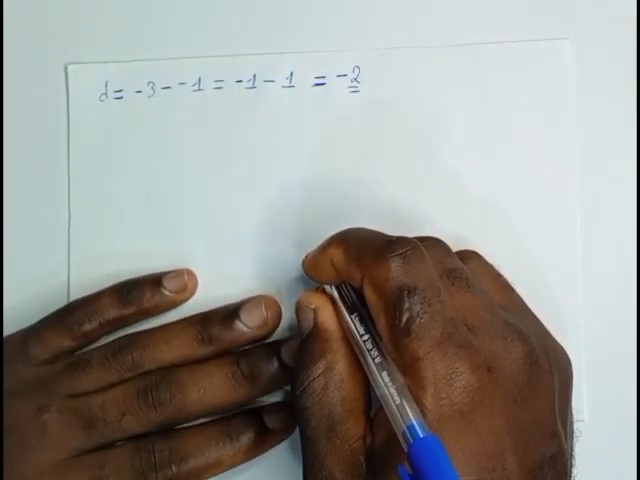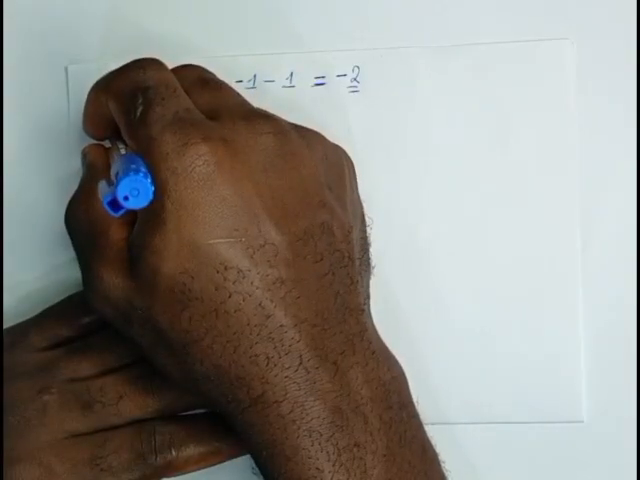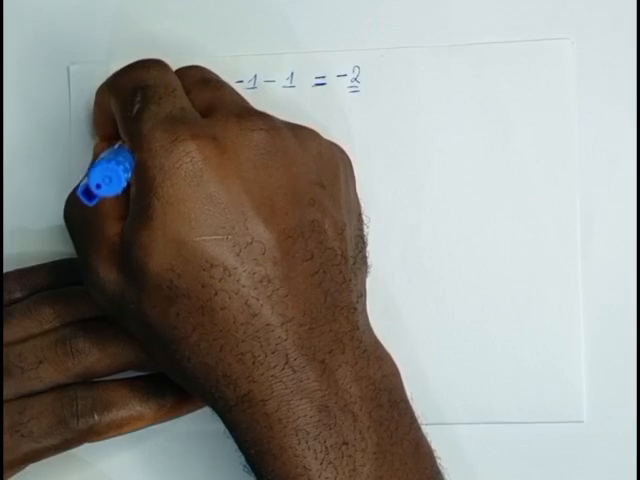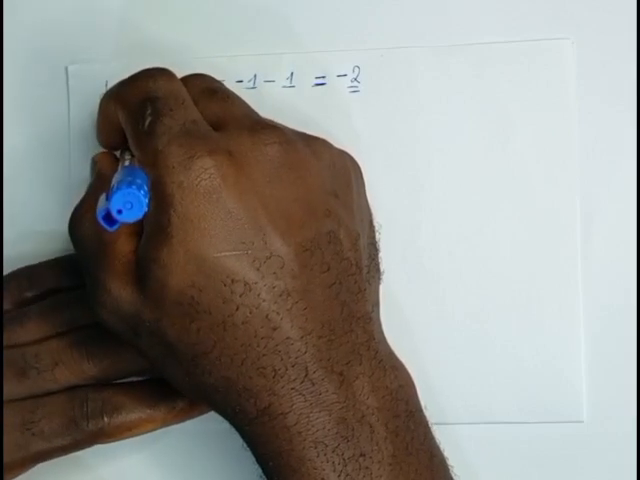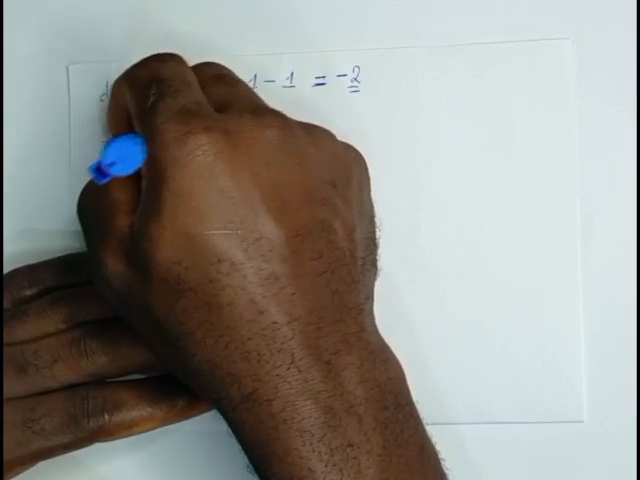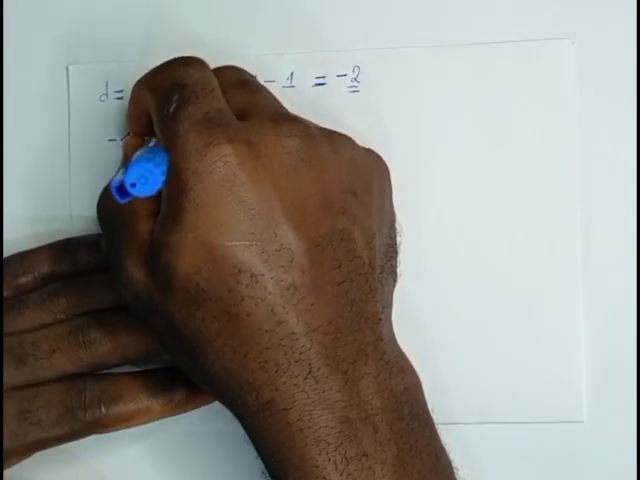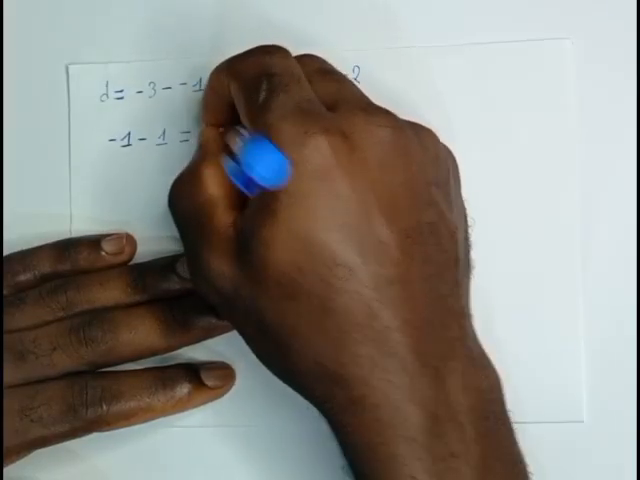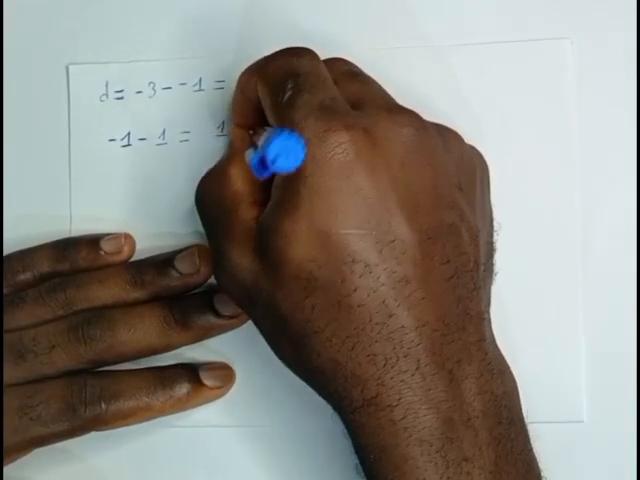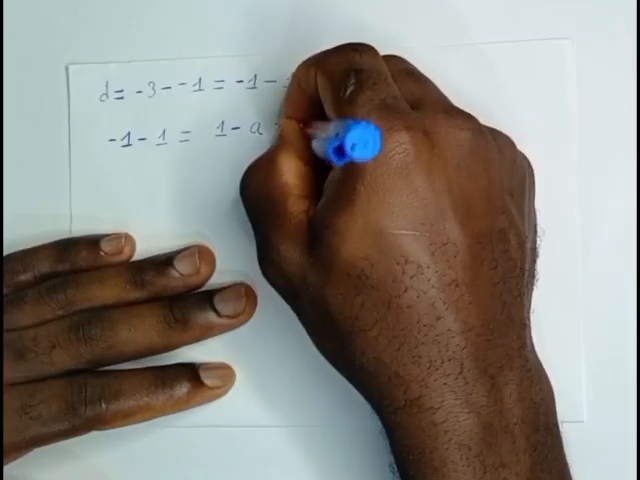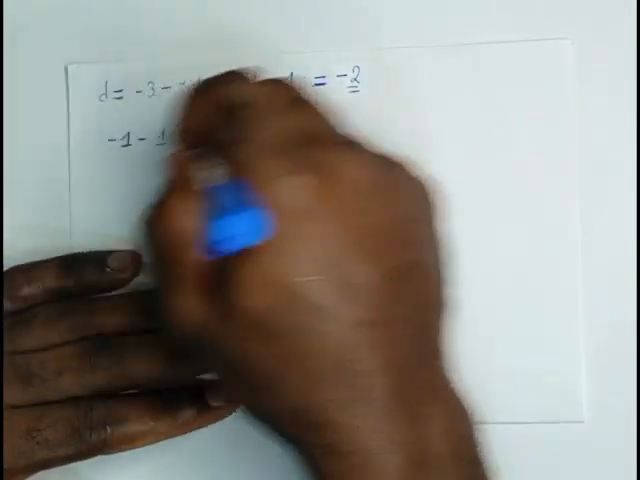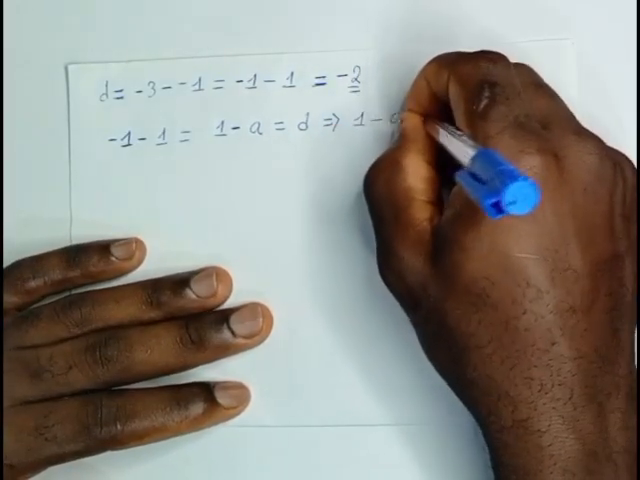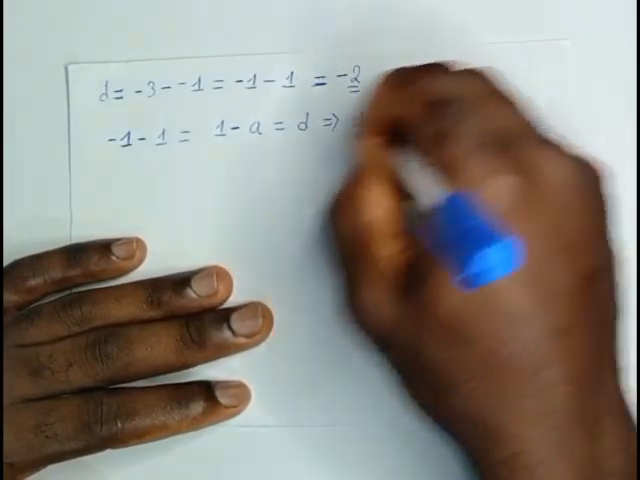Now we have to find the first term. We take negative 1, which is the third term, minus the second term, which is 1. It should be equal to the second term minus the first term, and this should be equal to the common difference d. This would imply that 1 minus a should be equal to d, which is negative 2.